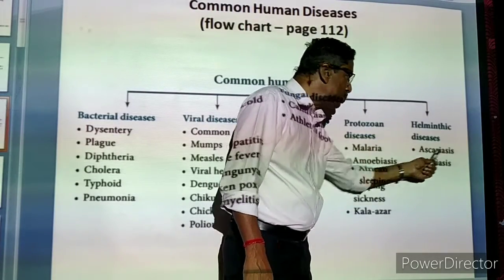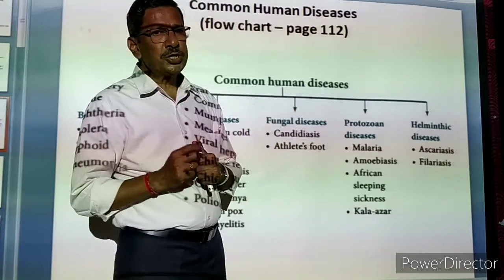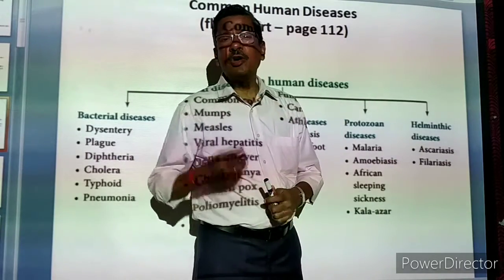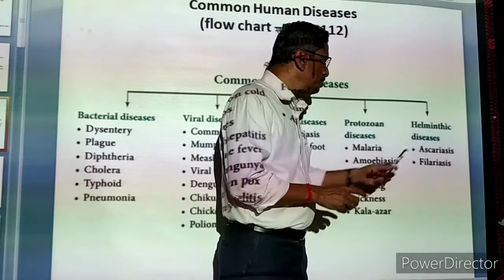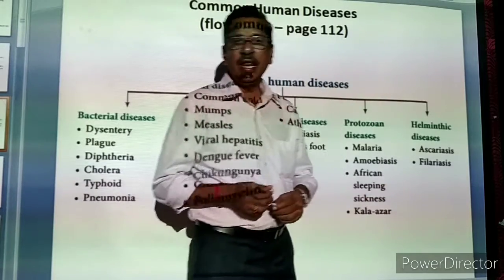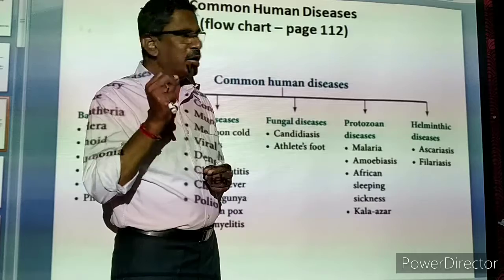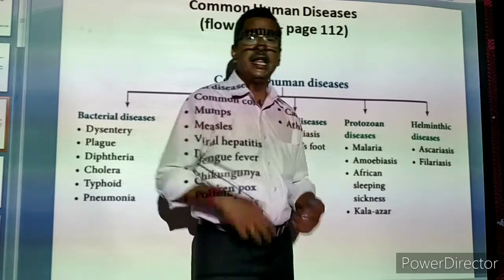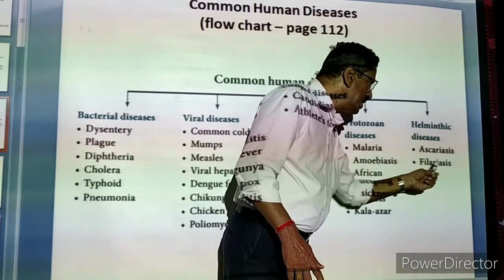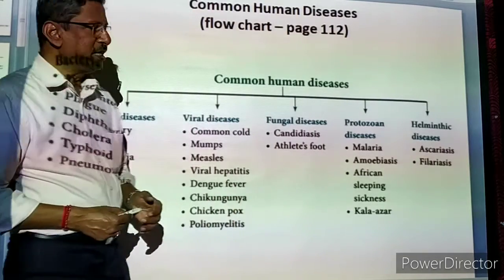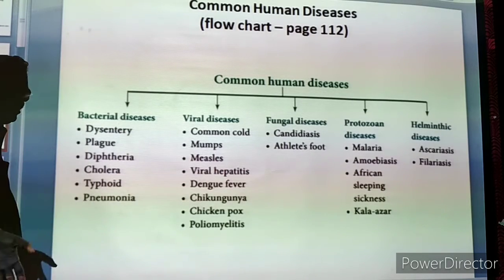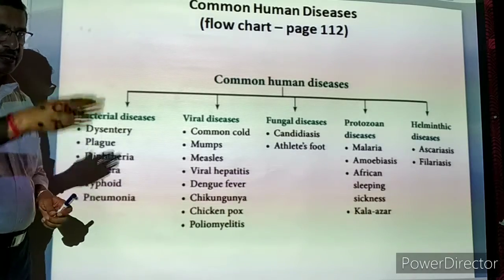Now, the helminthic diseases. The first one is ascariosis. It is caused by one type of microscopic roundworm. Ascariosis causes large intestine problems, that is, pain in the intestine. The next one is filariosis. Filariosis is also caused by very, very microscopic parasites. These parasites attack the lymph glands. As a result, the leg will be swollen like an elephant's. That is filariosis, so it is also called elephantiosis. Now these are also common diseases which we can see in our society. Some people are affected by these diseases. So we are going to study the next one.